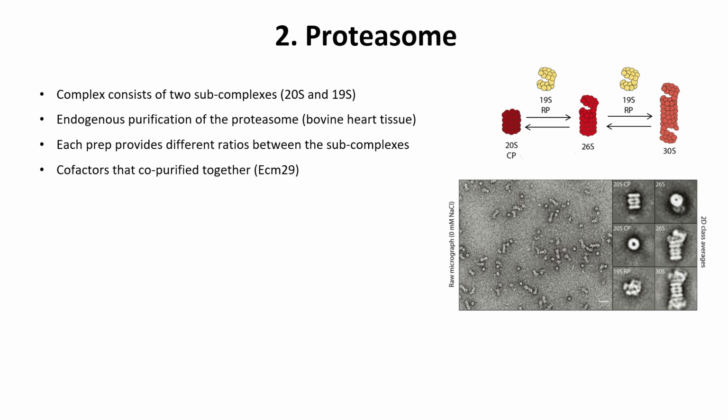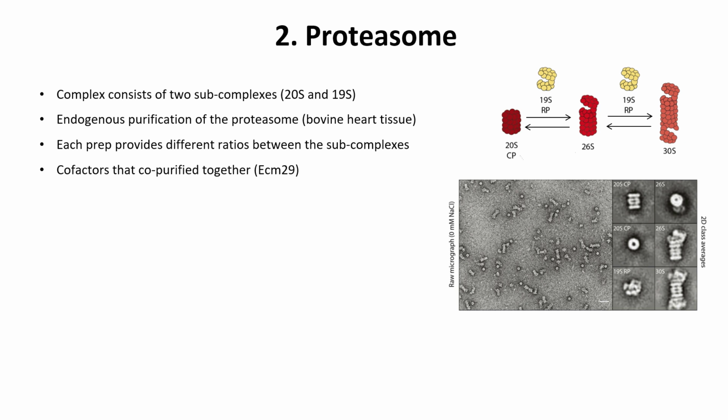The second system that we investigated was the proteasome. Proteasome is a complex that consists of two subcomplexes, 20S and 19S. If you combine 20S and 19S, you get 26S. And if you join another 19S, you will get the 30S, which is the full proteasome complex. This purification is endogenous, specifically from bovine heart tissue, and each prep provides you with different ratios between the 26S, the 30S, and also the 20S.